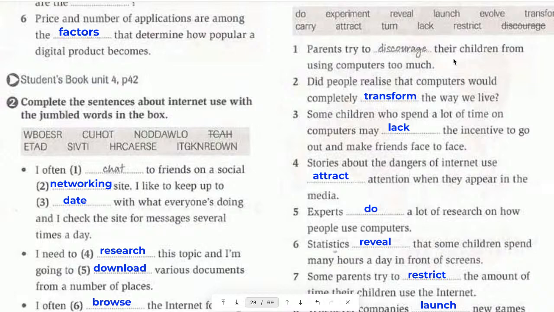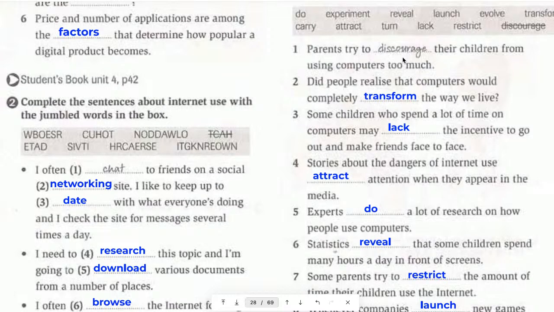Yeah, every time you read, I will repeat after you, just to make sure that you can learn the way I pronounce all these words, okay, to improve your pronunciation. All right. Parents try to discourage their children from using computers too much.